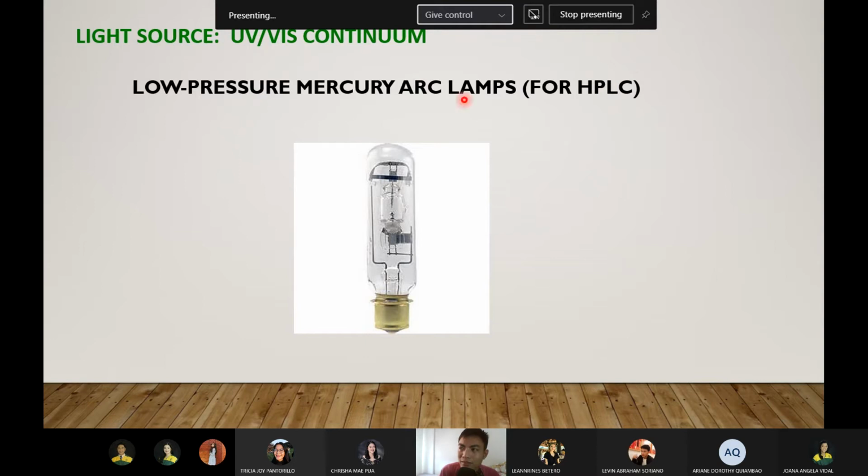Okay. So this one, it uses a mercury arc lamp. So basically, you have your mercury gas here. When you run a current through it, the mercury gas will light up. Okay. So I think this is also used in UV. Okay, UV analysis.